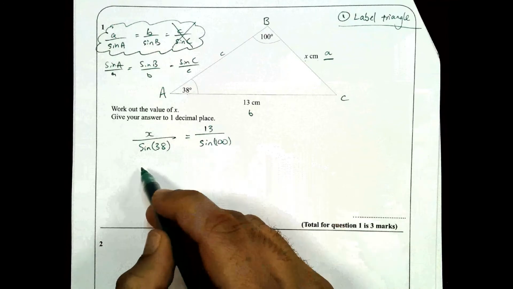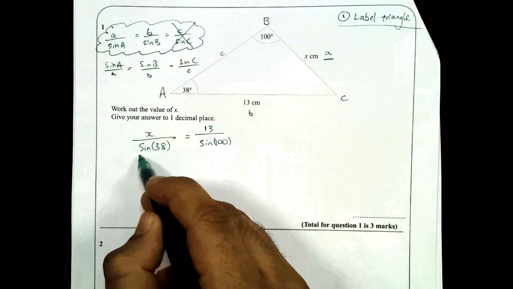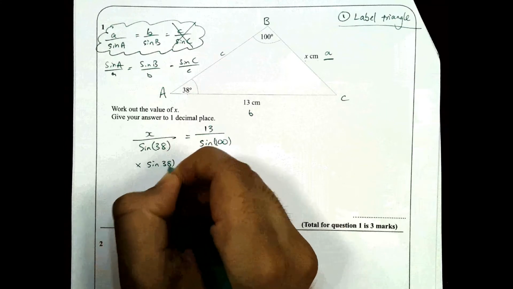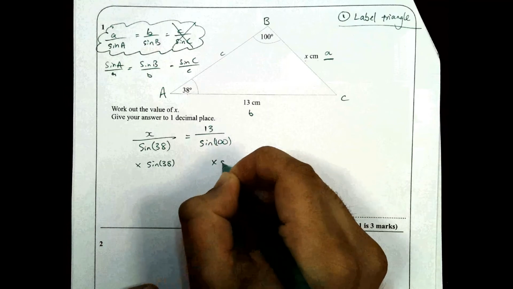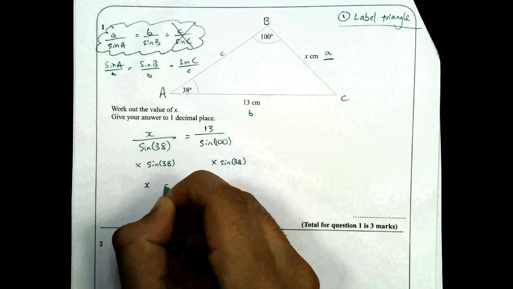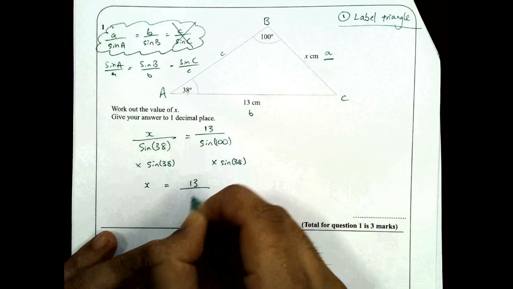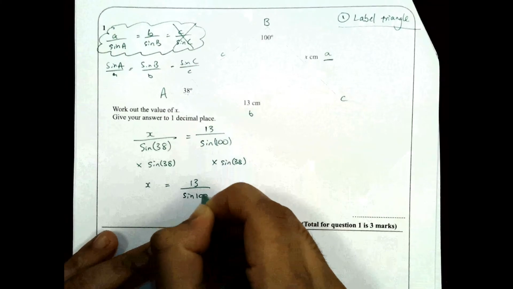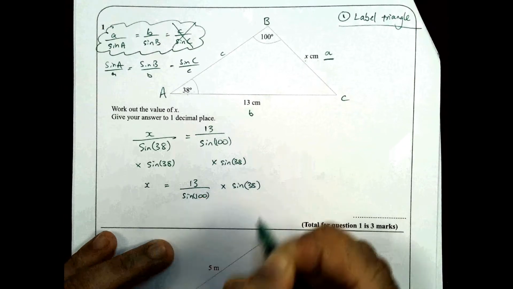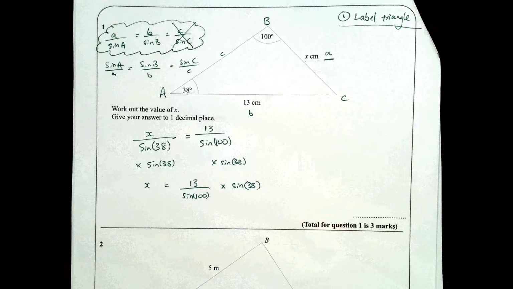So I'm going to multiply by this denominator. So I'm going to times that by sine 38. And I'm going to times that side by sine 38. And that will give me x equals 13 over sine 100 times sine 38.